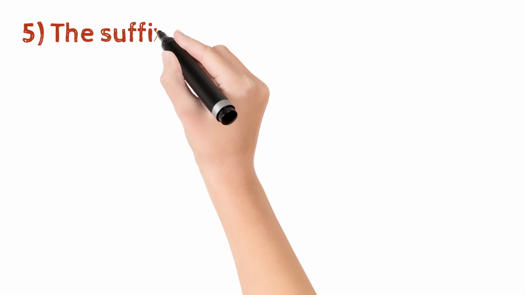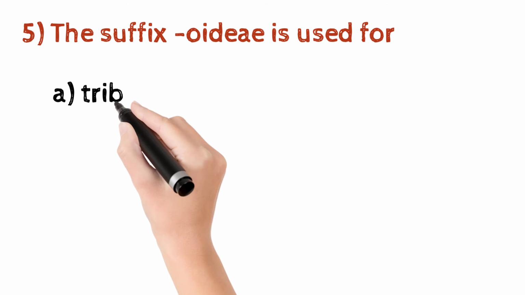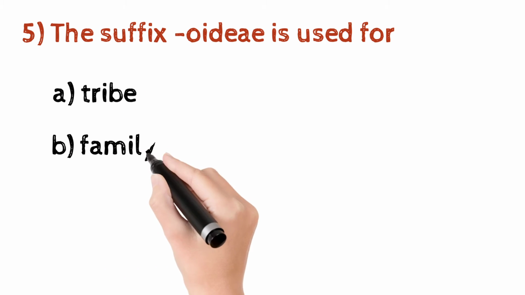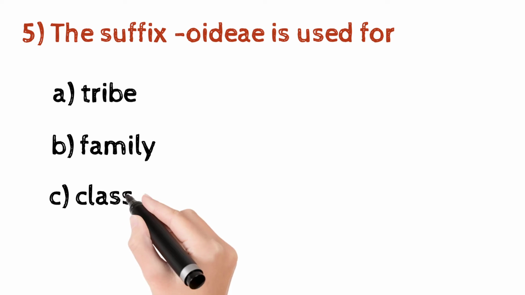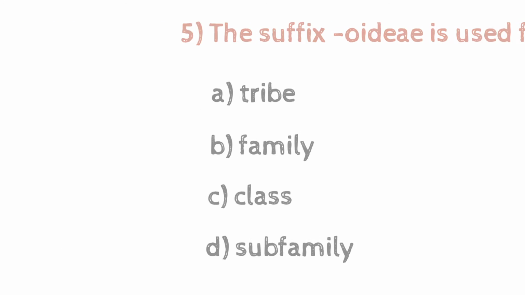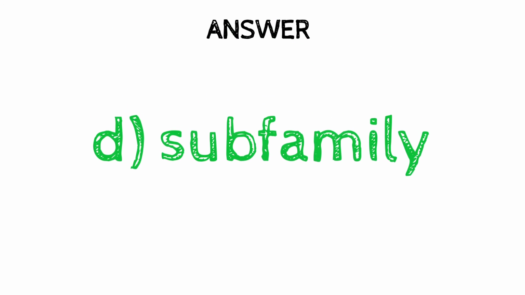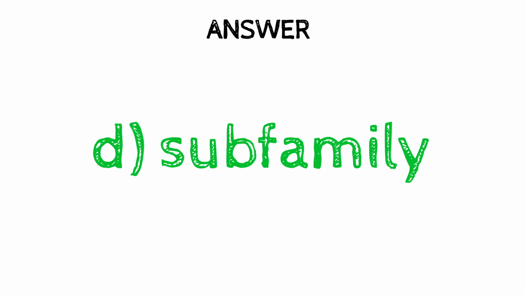Now the question 5 is, the suffix oid is for A. Tribe, B. Family, C. Class, D. Subfamily. So the answer is D. Subfamily. Oid is used for subfamily.